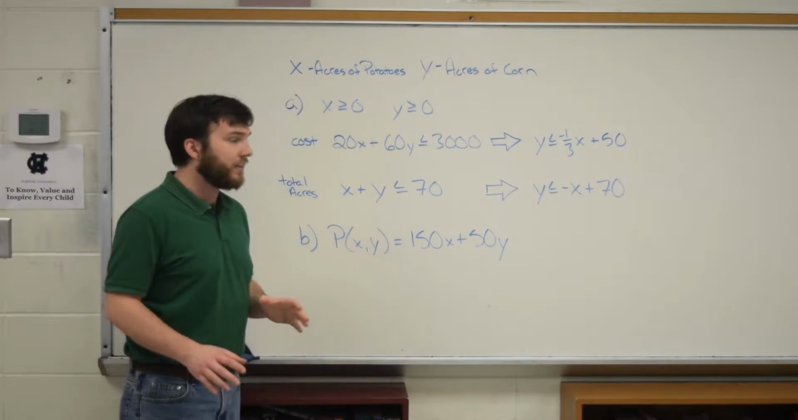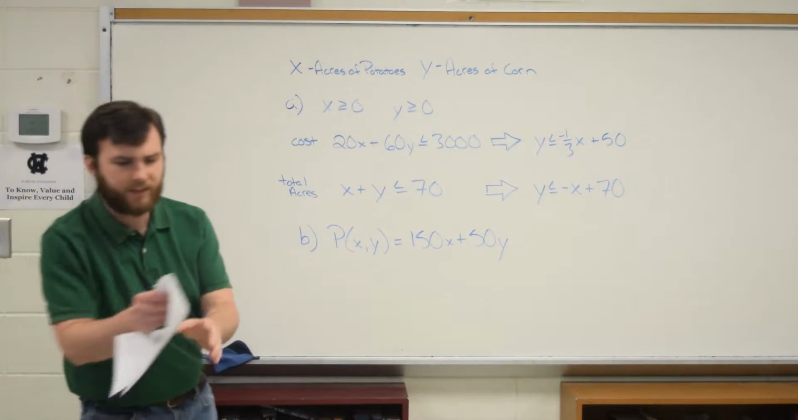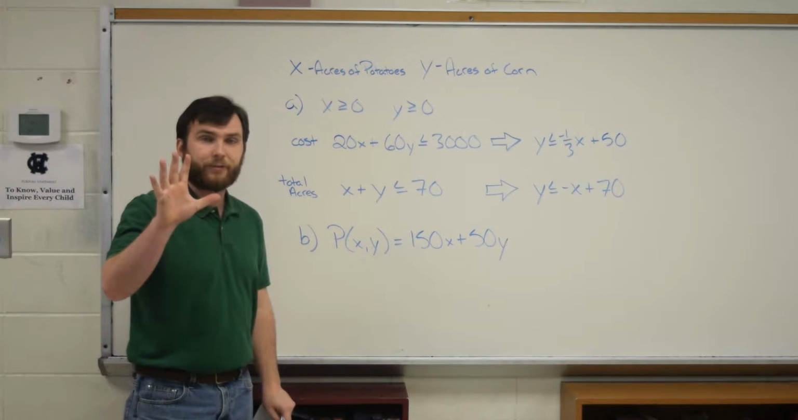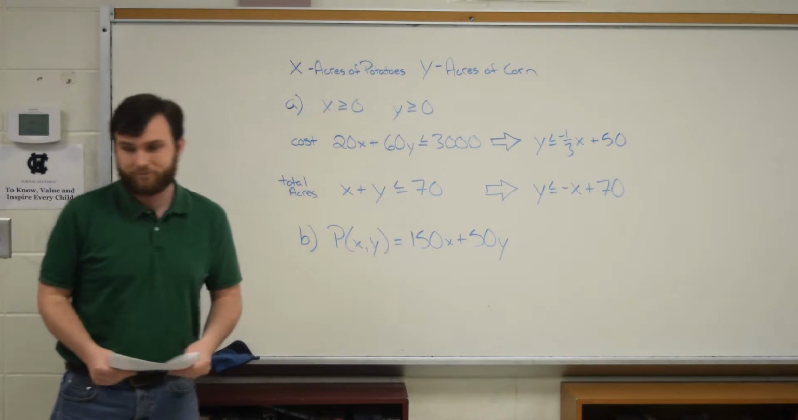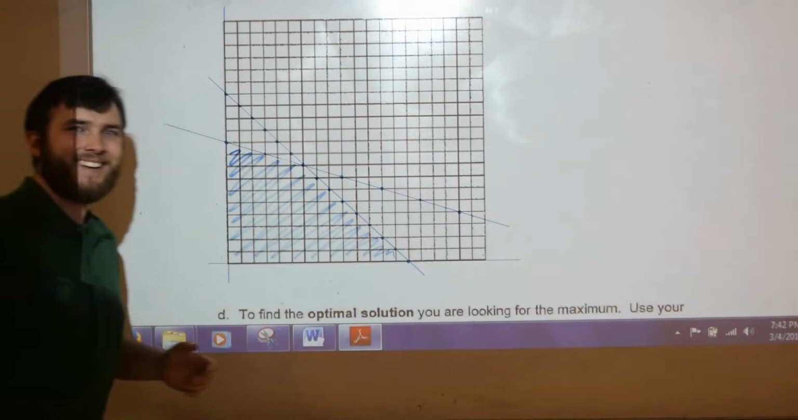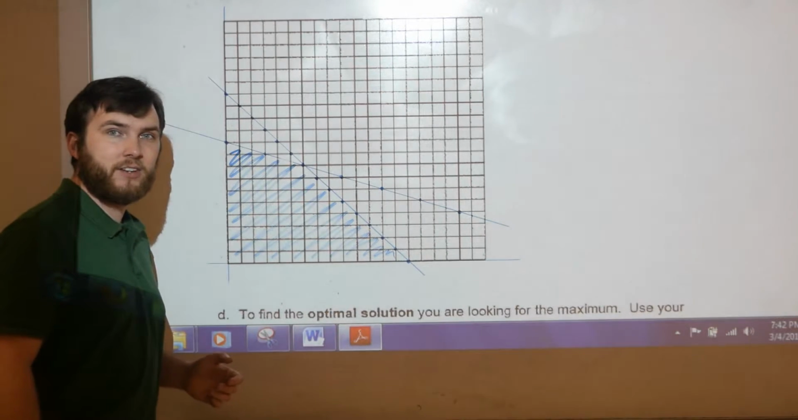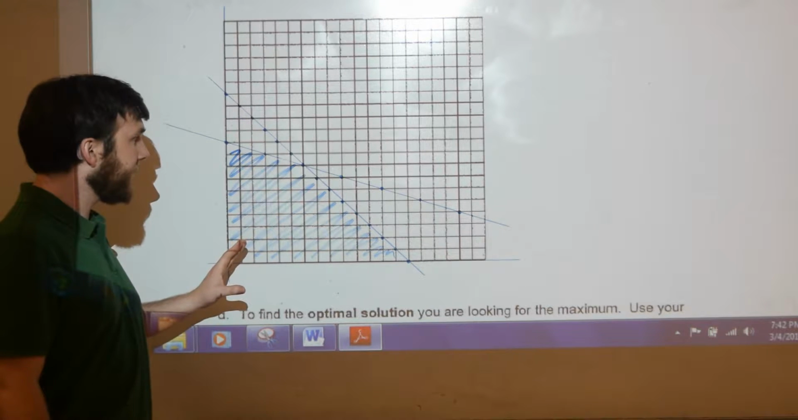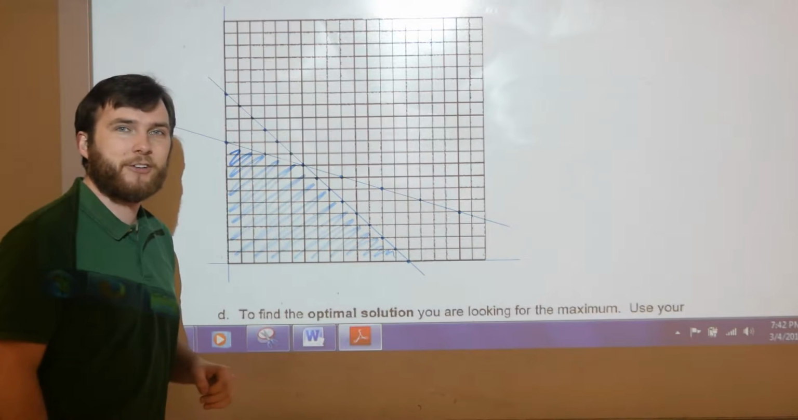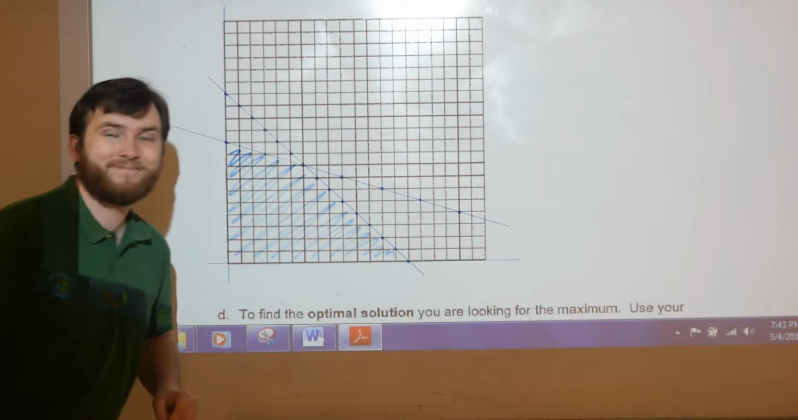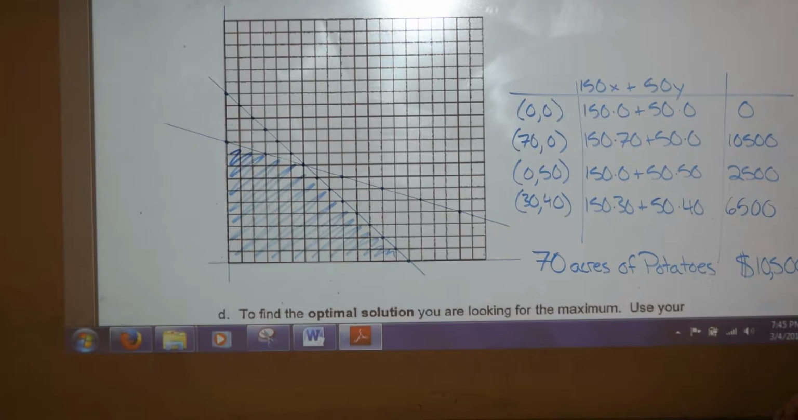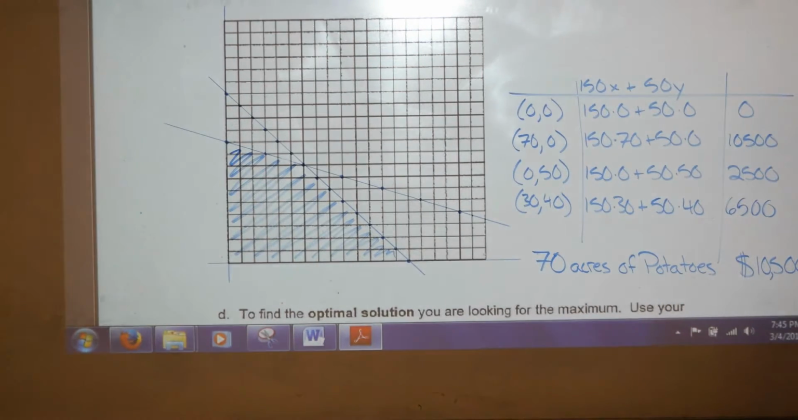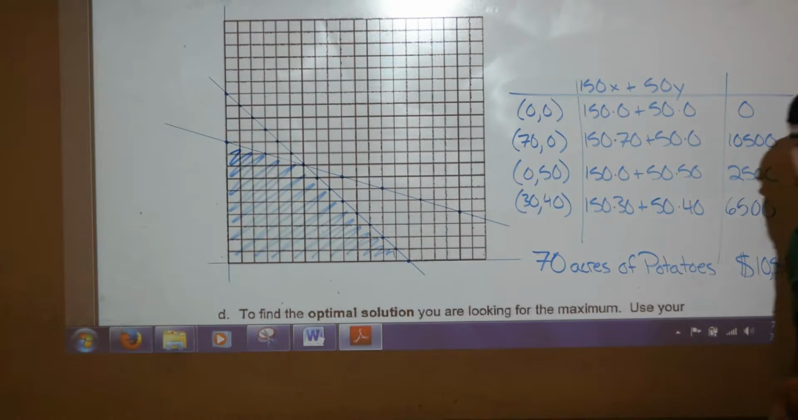So go ahead and pause it, graph it. This time let's go by 5s on the graph. See if you can wrap it up. Did you get a graph that looked like this? If not, stop it here, look at it, see what you did wrong. And if you did, make sure you went ahead and finished up that table, because I'm about to put it up. Hopefully you came up with 70 acres of potatoes for a max profit of $10,500.